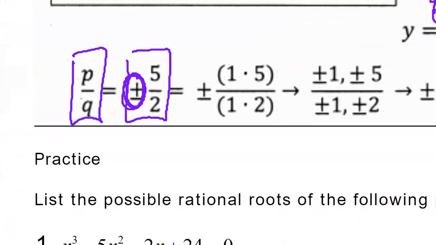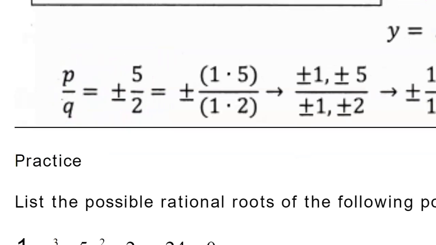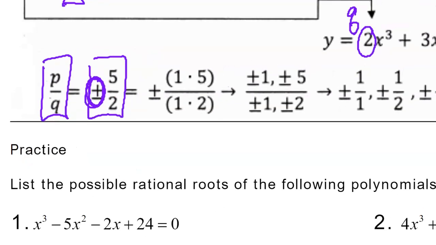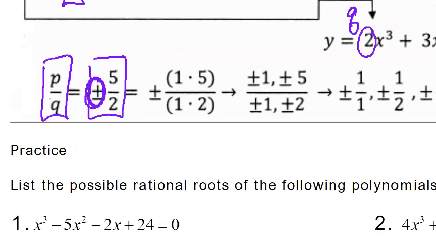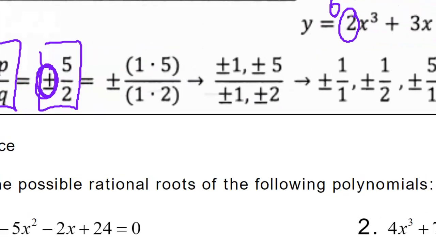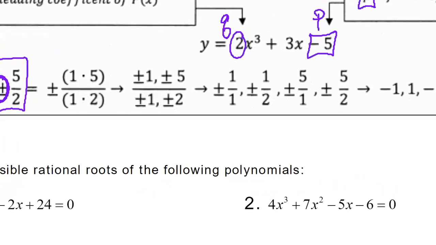And then all you have to do is write out the factors of each number. The only factors of 5 are 1 and 5. Factors of 2 are 1 and 2. And then you place a plus or a minus on each of those factors. And then you look at all combinations of those factors. So first, we had a 1 over 1, which gave us plus or minus 1 over 1.